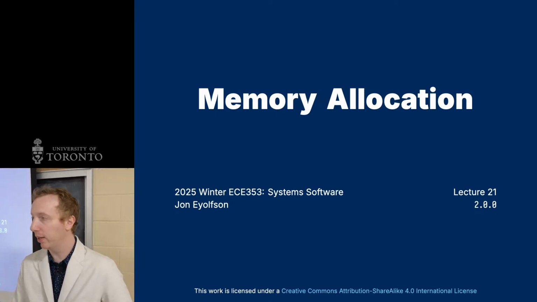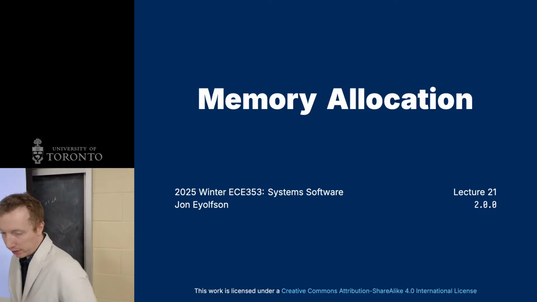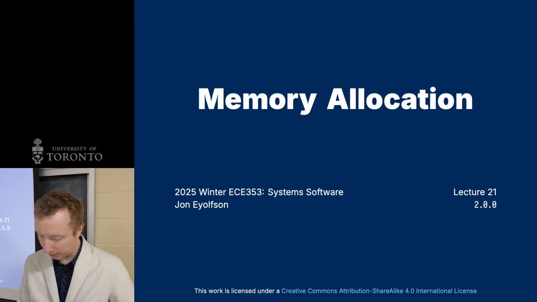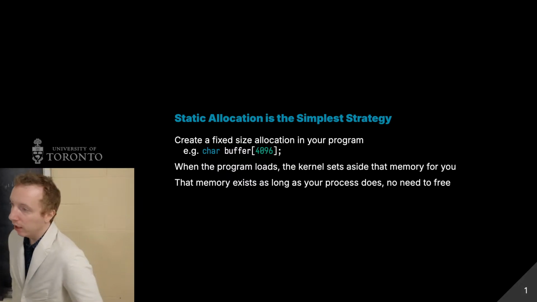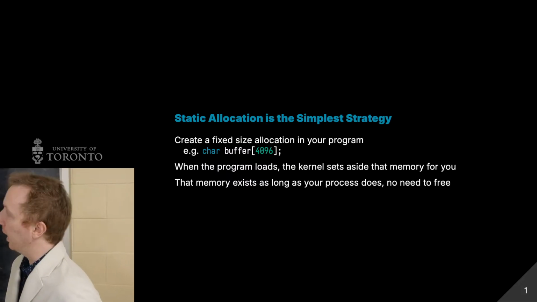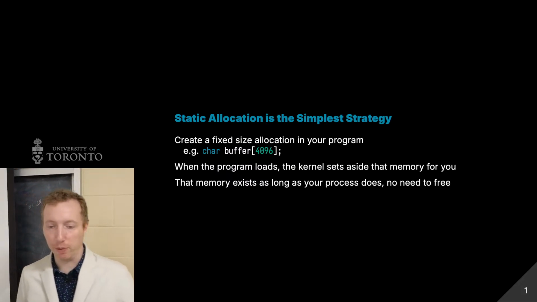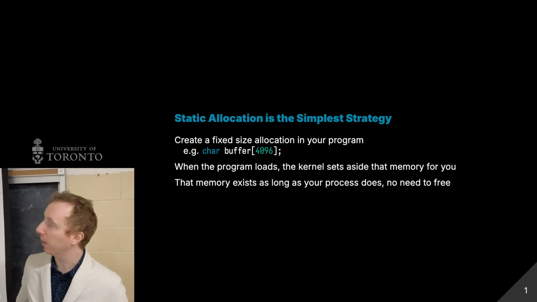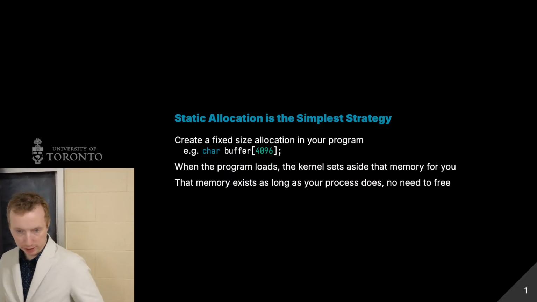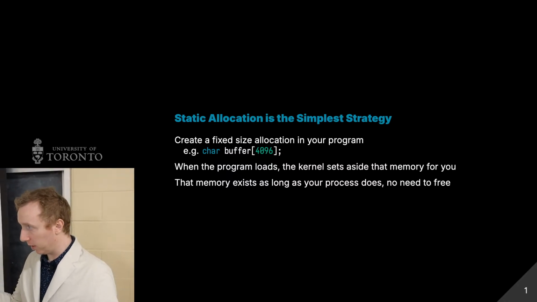So, we are talking about memory allocation today, which is kind of separate from the rest of the stuff we talked about, but an important topic to touch on for operating systems. So first, well, we need to allocate memory at some point, right? Static allocation, if we're writing a program, is the simplest strategy.